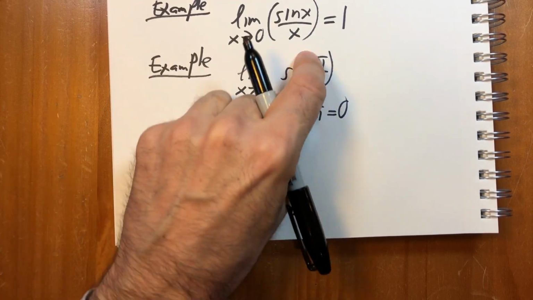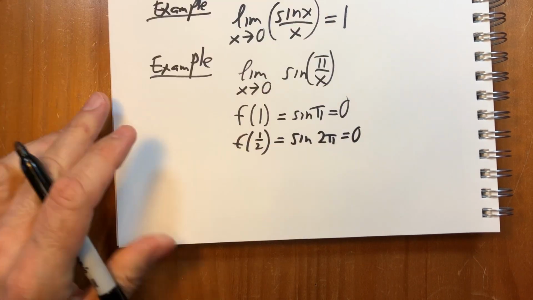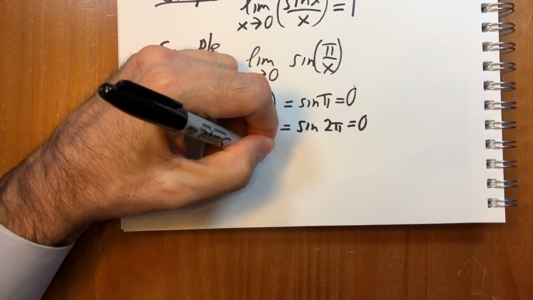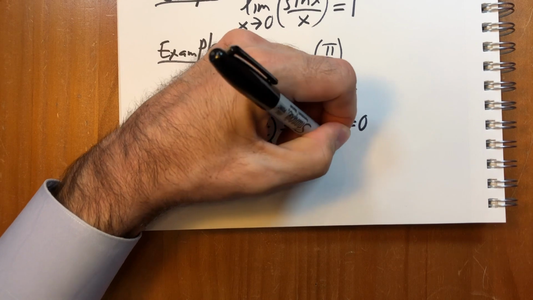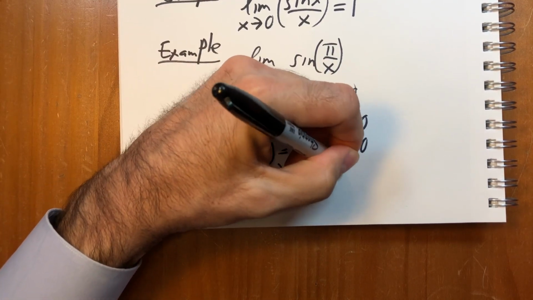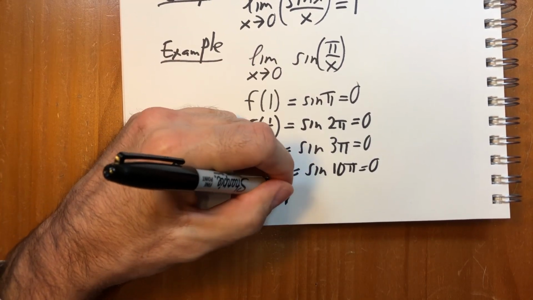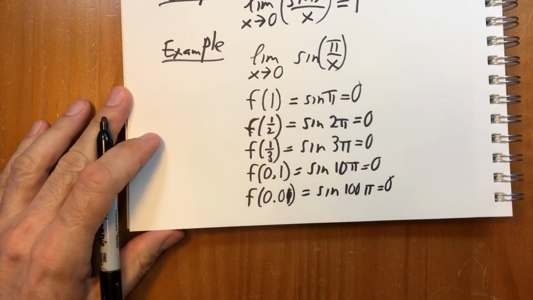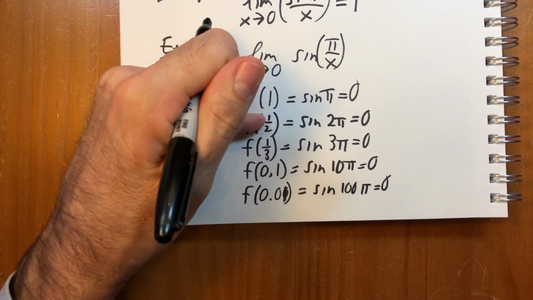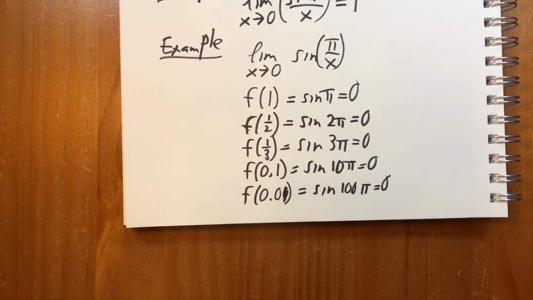If the 1/2 is down here, that's just the sine of 2 pi, which equals 0. If we do a third, that's just sine of 3 pi, which equals 0. If we do 0.1, that's just 10 pi, because that's 1 over 10, which equals 0. If we do a 100th, that's sine of 100 pi. So it looks like, as we're getting closer and closer to 0, the value of this function is 0, right?